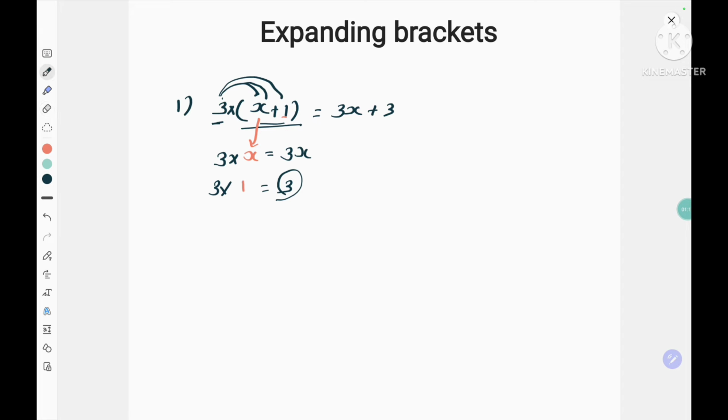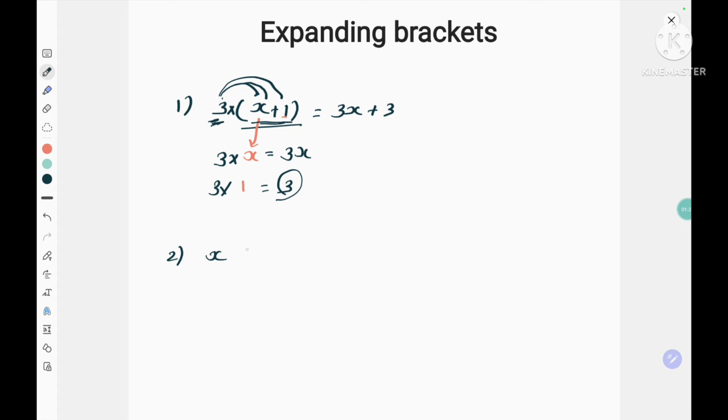So here remember that if there are more than 2 terms in a bracket, then we will multiply this 3 by that many terms one by one. Each term we multiply by the outside number one by one. Let's move on to the second example.